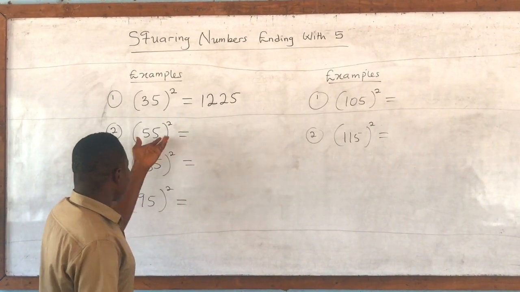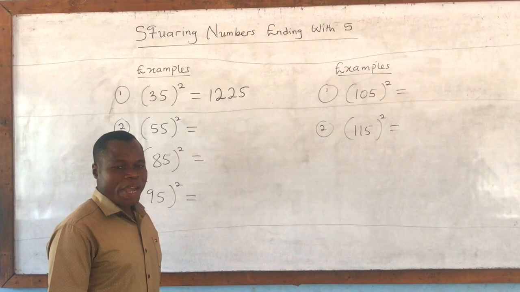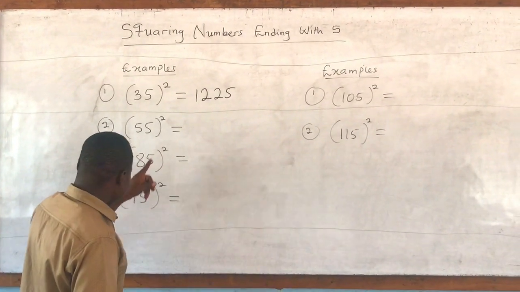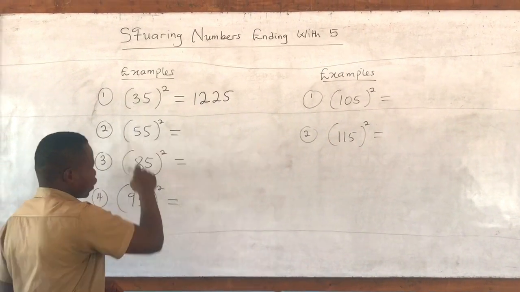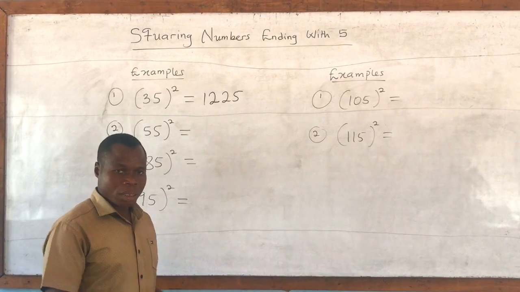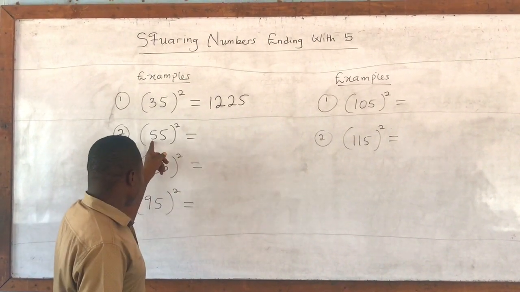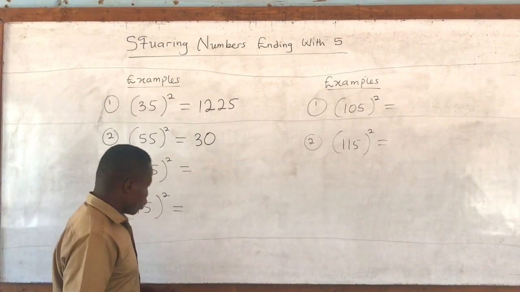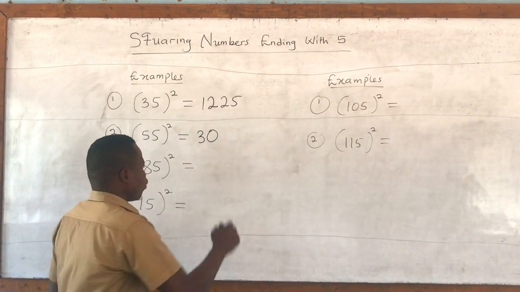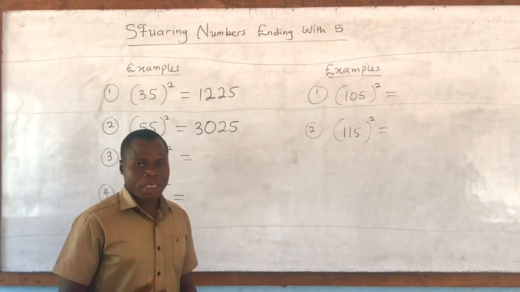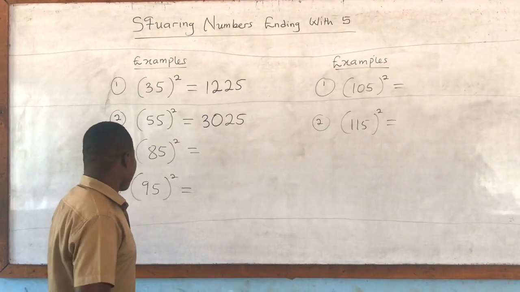Example 2. I have 55 squared. 55 squared means 55 times 55. By using this trick, I will take the first digit. And the first digit is 5. What number comes after 5 in the counting numbers? The number is 6. I will use 6 and multiply by the first digit. That is 5 times 6, 30. Then I will square the last digit. 5 times 5 is 25. Meaning 55 squared is 3025.